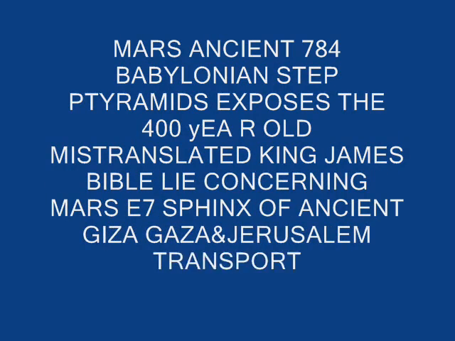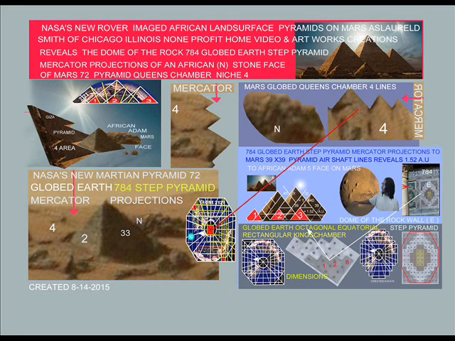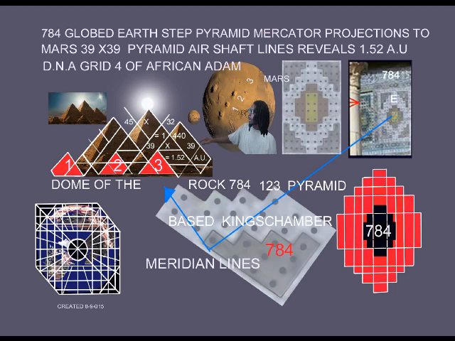This decodes the Dome of the Rock outer wall stone rectangular window image in Jerusalem, where we see African Adam globe earth step pyramid Mercator projection to the Mars face. Now, when we look at the rover image, we see the four area of the Queen's Chamber wall niche. Now, the 33 area would be the 90-degree face of the Giza pyramid. And if you look at the 33 area, you're going to see a left and right eye over the white 33 image on the pyramid.